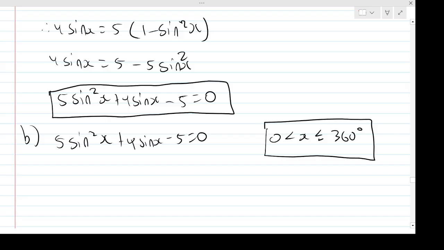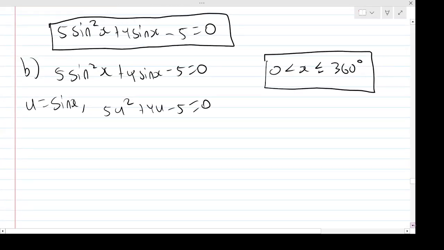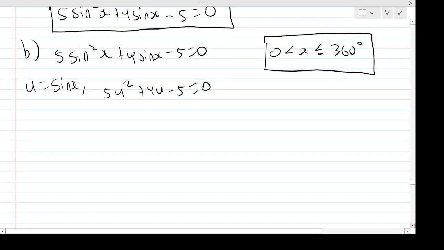So this is again a hidden quadratic, right? A sine squared term and a sine x term and so on. So again, to make it clear what quadratic I'm going to get, u is going to be sine x. Then I'm going to get 5u squared plus 4u minus 5 equals 0. Then I can solve that quadratic, which I know how to solve.